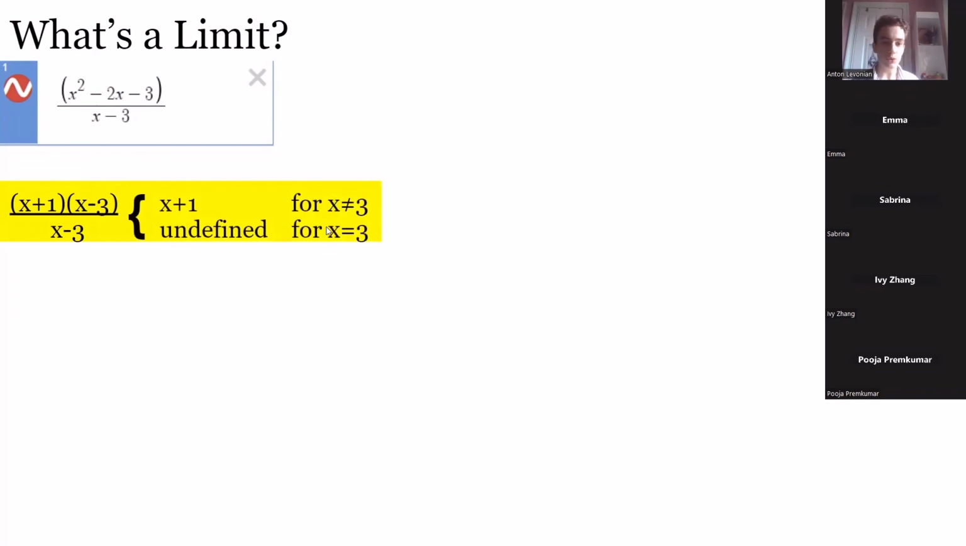When x is equal to 3, however, this results in 0 over 0. Right? Both the numerator and the denominator are equal to 0. And so we can't really cancel out the 0. So at x equals 3, this function is undefined, but it's just x plus 1 for all the other values.